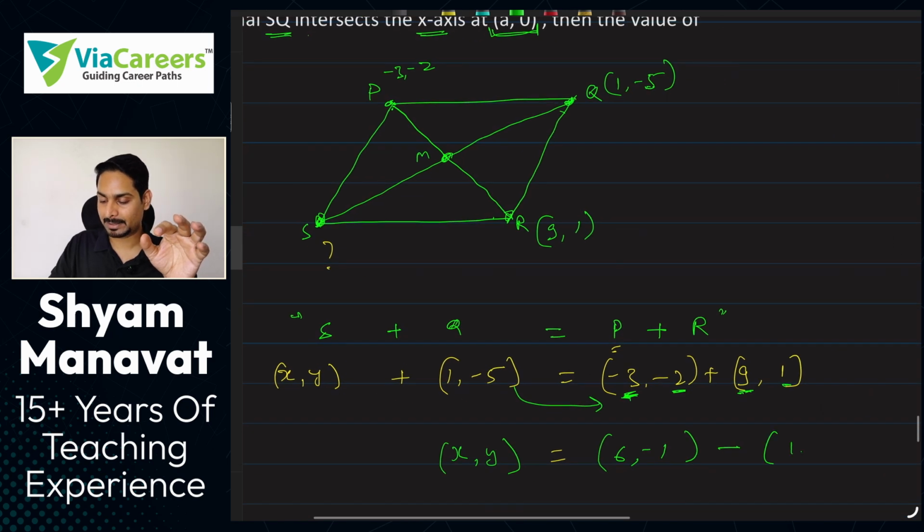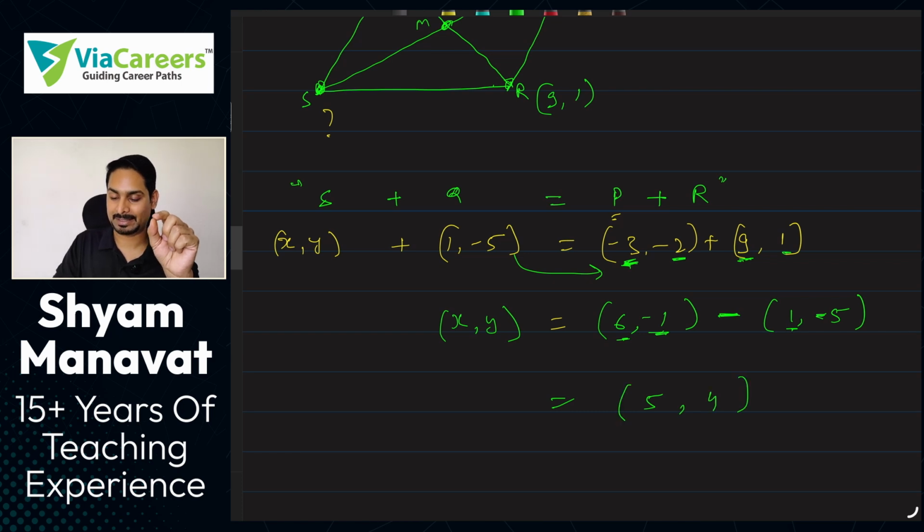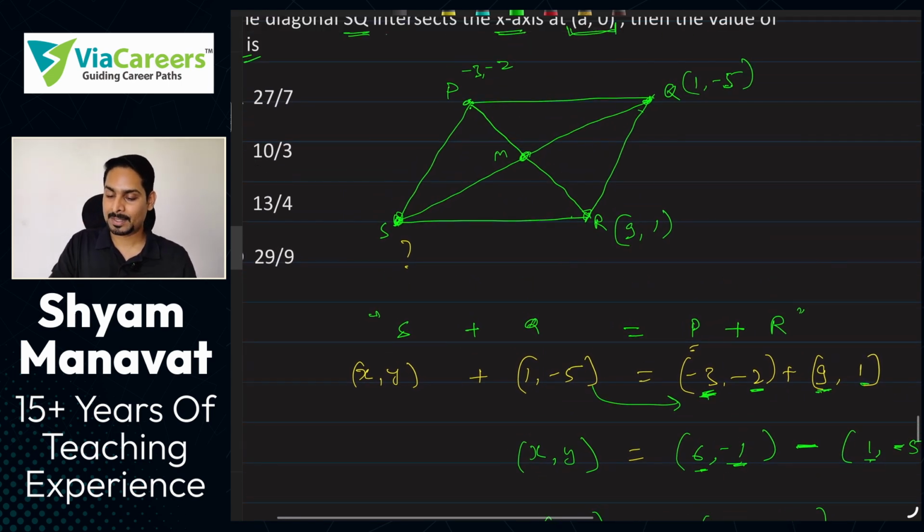ये आपको minus करना है किससे? 1, -5 से. Keep this in mind. Now here 6 minus 1 will become 5, and minus 1 minus of -5 मतलब +5. So -1 plus 5 is becoming what? 4. So you got x comma y as 5, 4. Okay, 5, 4 आया आपको यहाँ पे.